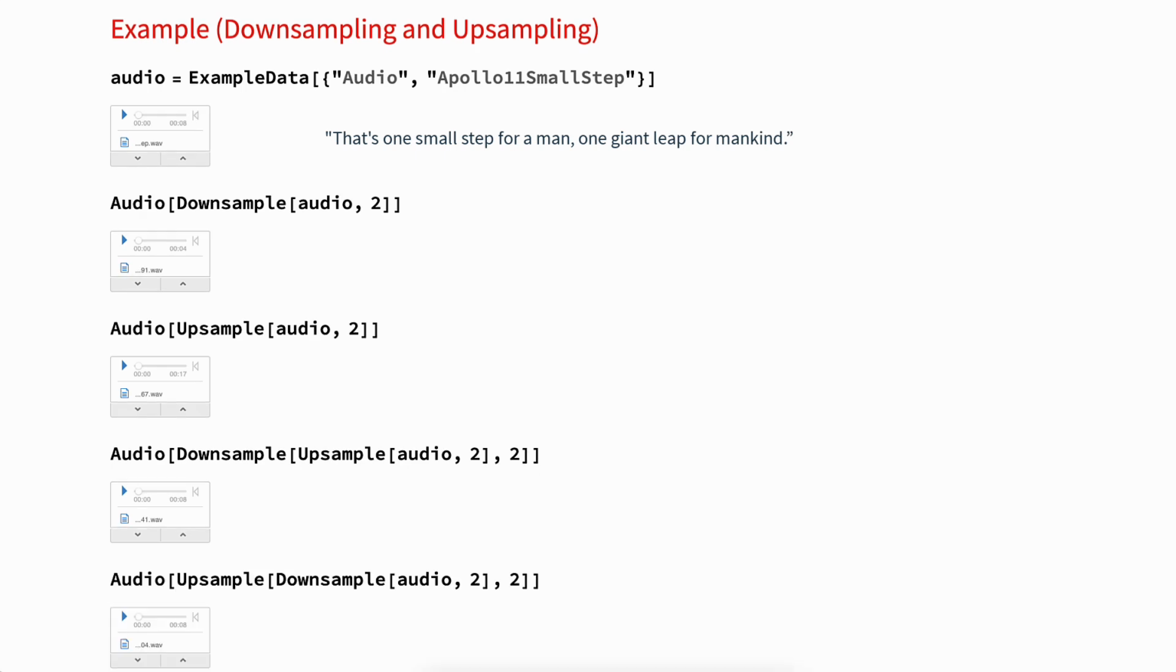However, if we downsample first and lose some samples and upsample to add zeros in between samples, we don't get the same signal back. The time duration of the audio signal will be the same as the original signal. There won't be time expansion or time compression, but the audio will be of lower quality.